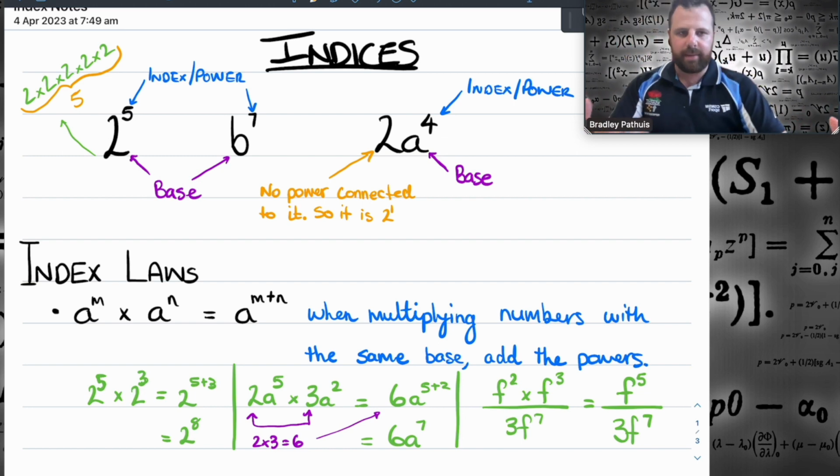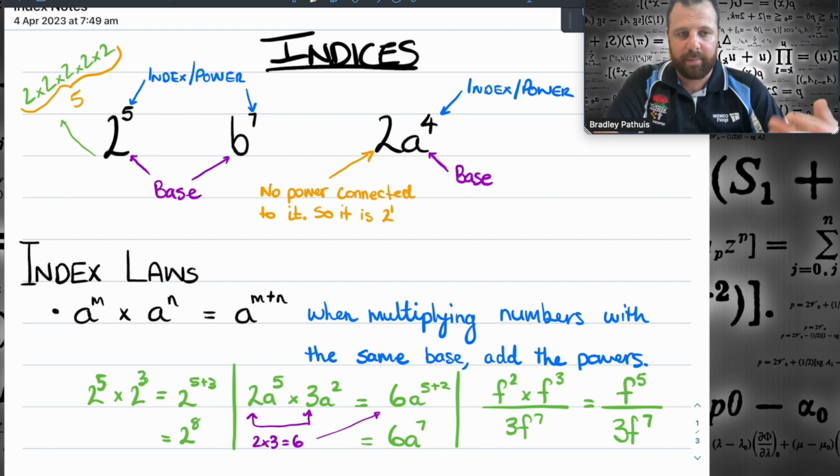So that repeated multiplication is just index laws. It's powers. If I go 2 times 2 times 2 times 2 times 2, that's 2 to the power of 5. Much the same as b to the power of 7 is b times b times b, and I'll repeat that pattern 7 times.